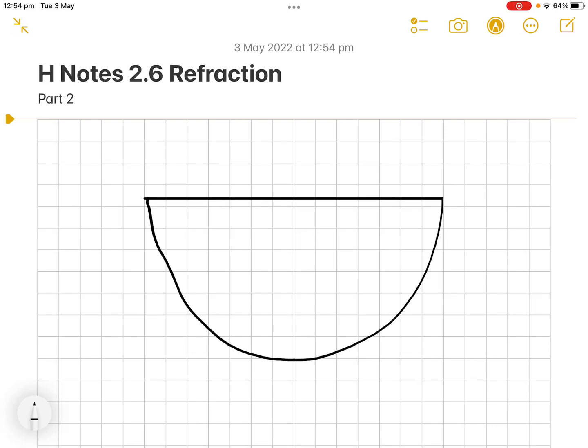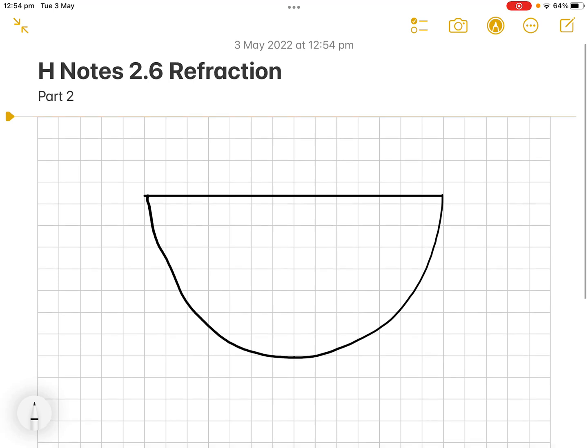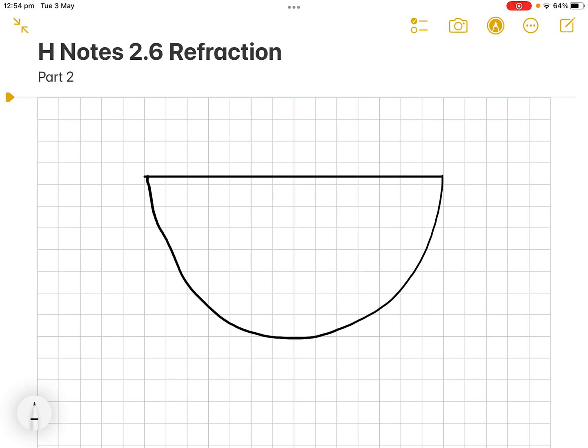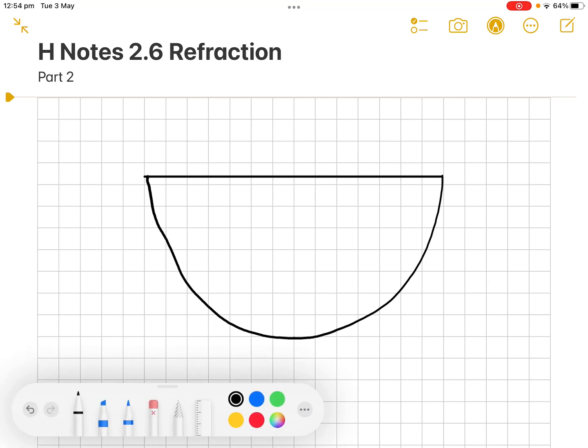Our Physics Notes, Unit 2, Section 6, Refraction. This is part 2, in which we'll look at total internal reflection and critical angle. So we're going to begin by considering a semicircular glass block.